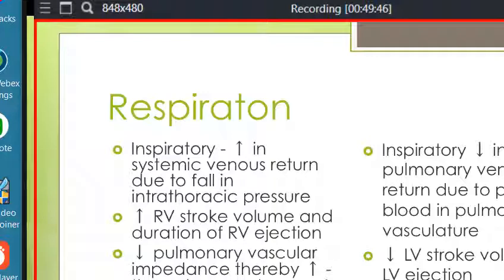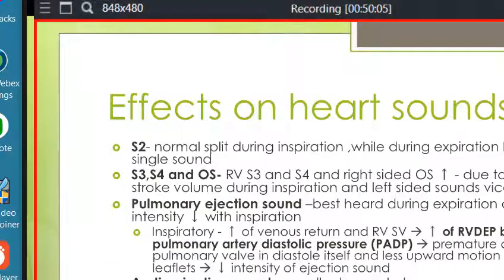Simultaneously, inspiration also causes a decrease in pulmonary venous return due to pooling of blood in the pulmonary vasculature. There's reduced LV stroke volume and LV ejection, and there's a reduced hangout interval on the aortic side. So along with the reduced hangout interval on the aortic side, there's an increase in the hangout interval on the pulmonic side. As a result, the second heart sound is normally split during inspiration, while during expiration it is heard as a single sound.